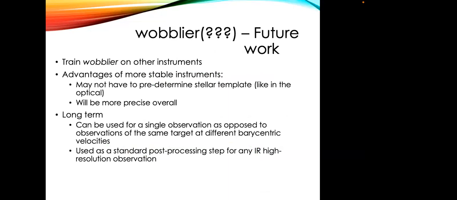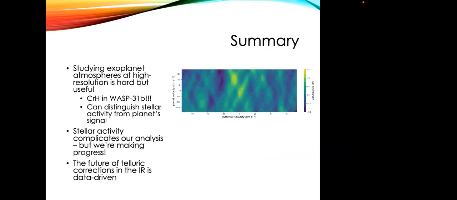So, future work. This was done on IGRINS data. In the future, we're going to try to work on other instruments. We're hoping to go to a more stable spectrograph. Right now it's done on RV data that requires large barycentric velocity shifts across the set, and we're hoping to minimize the data requirements. All right.